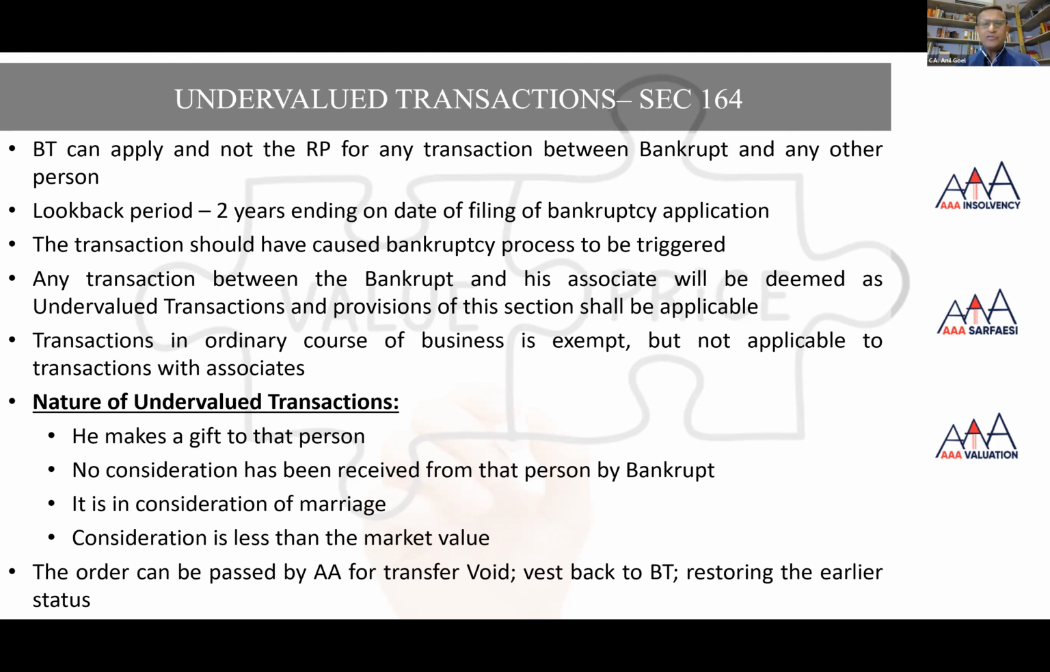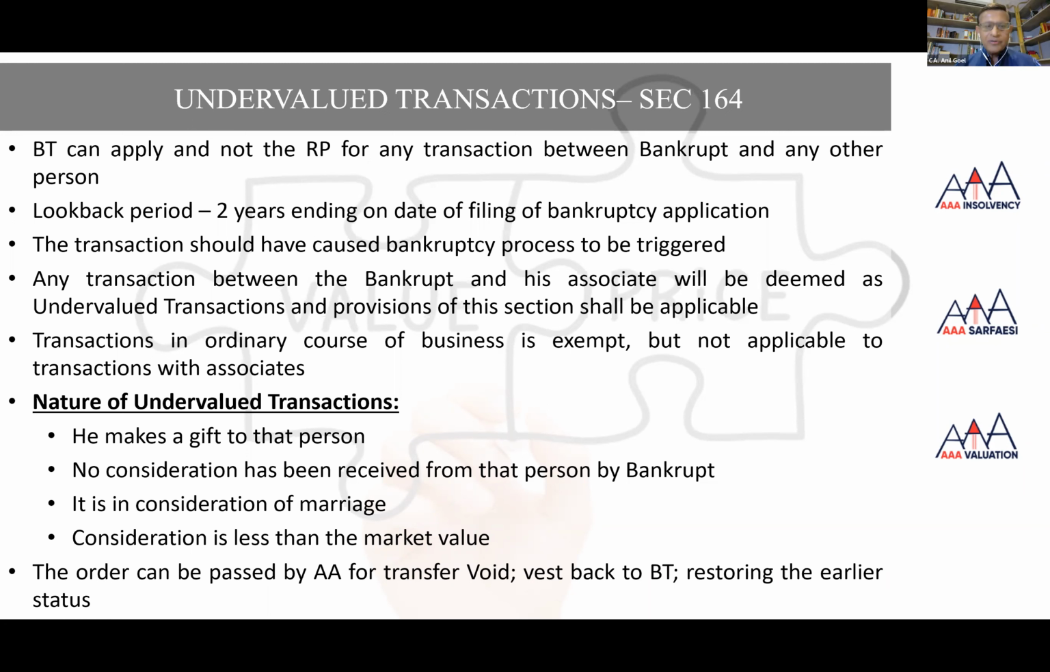But actually, as we started with the word associate, the definition of associate we have seen is very, very large. It covers all business associates, relatives. If there is any transaction by the bankrupt with any associate, that transaction would be assumed to be an undervalued transaction, and an application must be filed. So any transaction done within the look back period with any of the associates would be considered an undervalued transaction, and an application will be filed before the adjudicating authority, and adjudication would be done by the adjudicating authority.